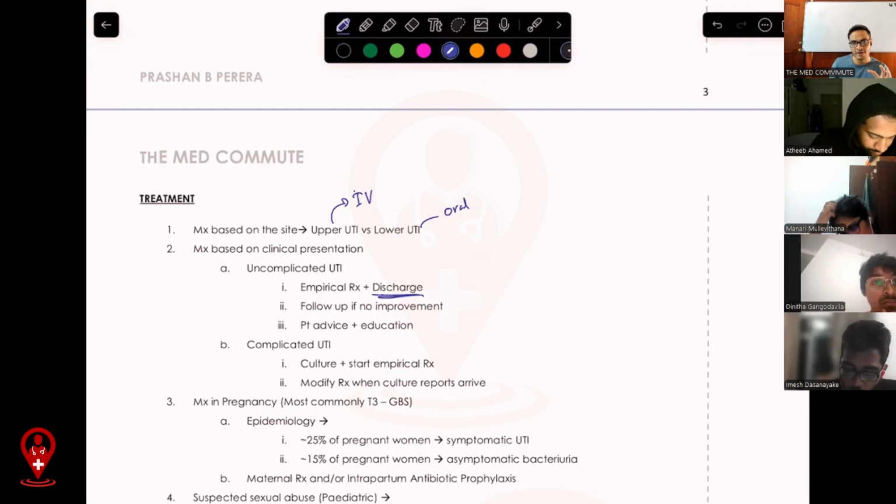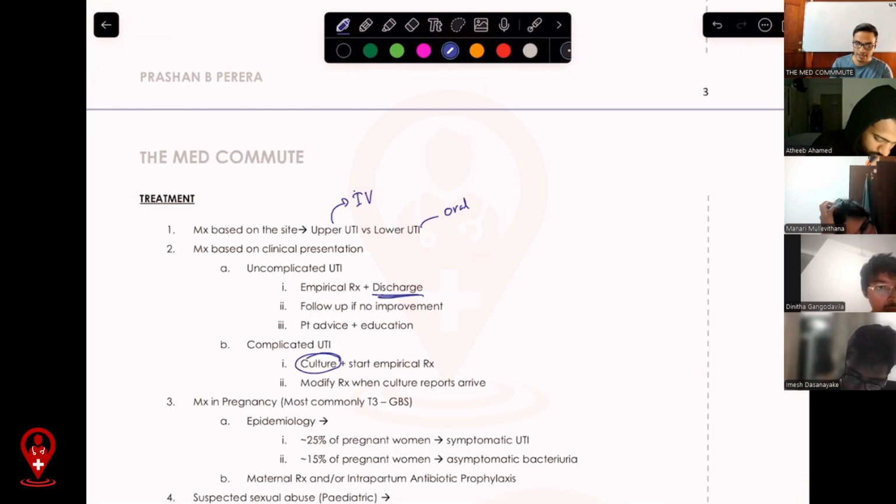The next thing, guys, complicated UTI, what should we do? We will again start empirical therapy. Before the culture results come, we will start, but we must do the culture. That's what we mentioned before. And once the culture reports come, we can modify the treatment as needed.